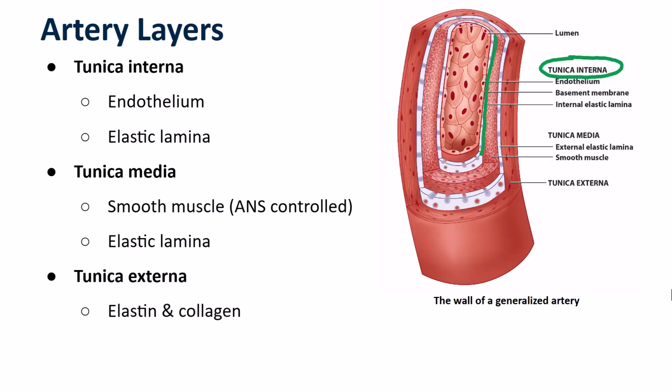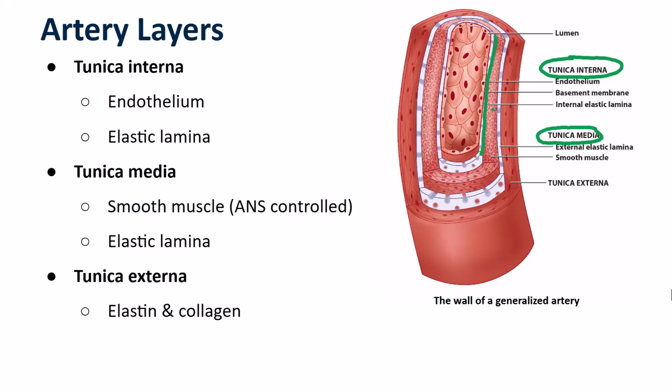As we make our way outwards, we come to the tunica media. The tunica media has two components. The first is the most robust and the most variable in thickness throughout all arteries, and that is the smooth muscle. The muscular layer of the tunica media is autonomically controlled. So the sympathetic and to a lesser degree the parasympathetic nervous system will have an effect on whether that muscle is constricted, therefore causing vasoconstriction, or relaxed, therefore causing vasodilation.